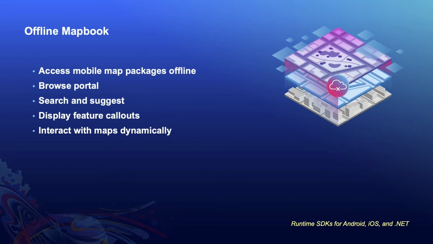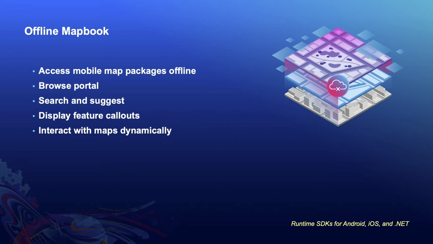Offline Mapbook is an open source app built using the Android, iOS, and .NET Runtime SDKs. And it's an application that gives users the ability to load mobile map packages to a tablet and to access these maps while they are in the field when they don't have internet connection. With Offline Mapbook, your users can create mobile map packages using ArcGIS Pro, and then download or sideload them to a tablet whenever they anticipate future work in a place that's disconnected.